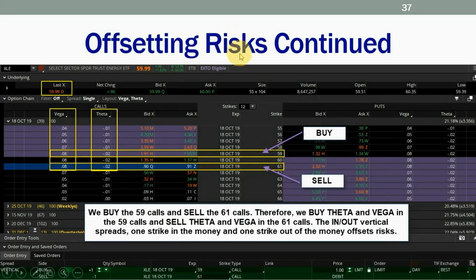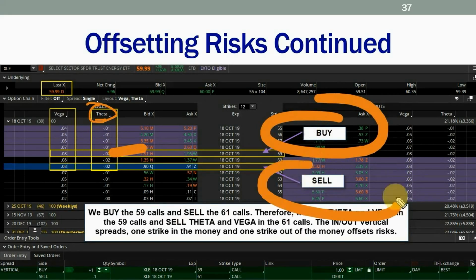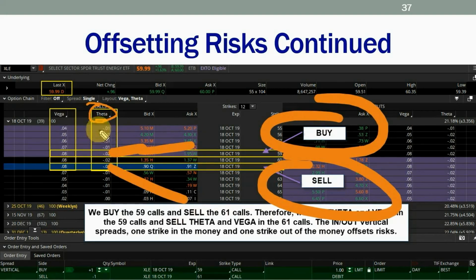Okay, offsetting risks. The risks that hammer people in this business, just hammer people in this business. One of them is theta. It's time decay. I told you there was a method to the madness of me talking about theta earlier. What we're doing in an in-out spread is buying this one here and selling this one here. What are we really doing? We're buying with one hand and selling with another.